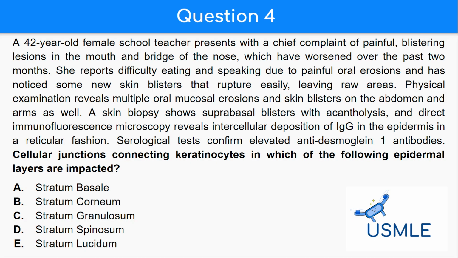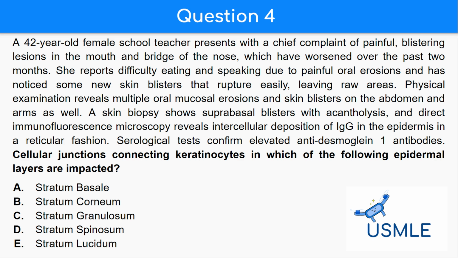A 42-year-old female school teacher presents with a chief complaint of painful blistering lesions in the mouth and bridge of the nose, which have worsened over the past 2 months. She reports difficulty eating and speaking due to painful oral erosions and has noticed some new skin blisters that rupture easily, leaving raw areas. Physical examination reveals multiple oral mucosal erosions and skin blisters on the abdomen and arms as well.